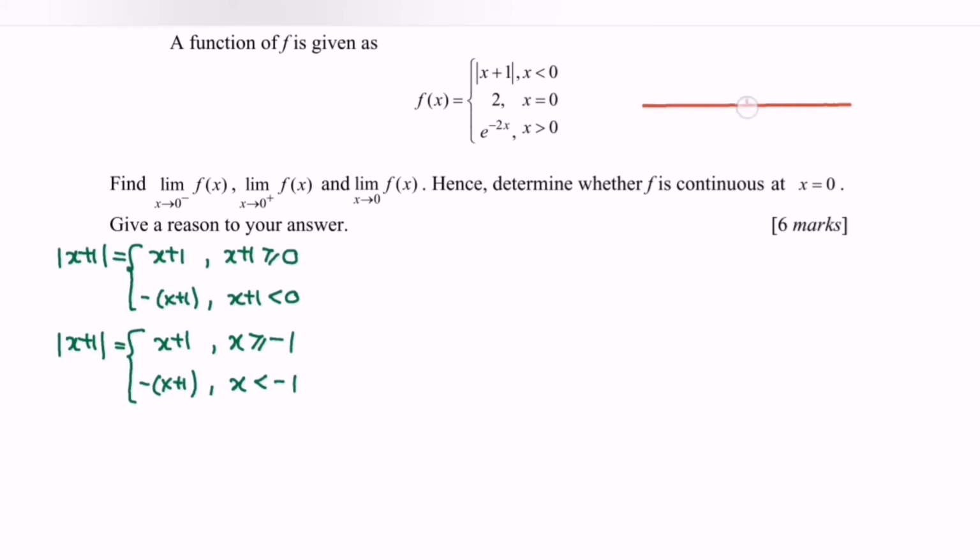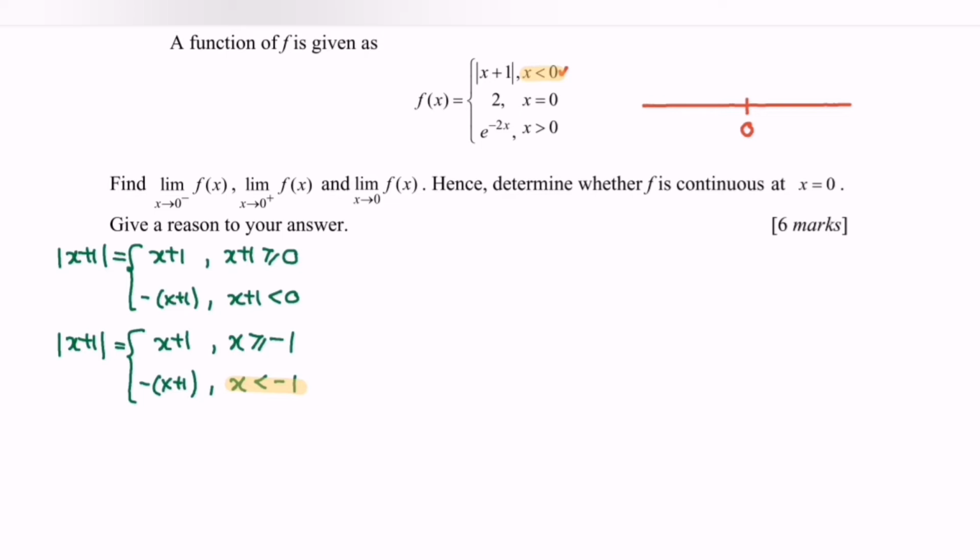So now I'm going to locate the value 0. Let's look at the first function, the absolute value of x plus 1, where x must be less than 0. It depends on the situation and the domain. So we can see x less than 0, where we have x less than negative 1.